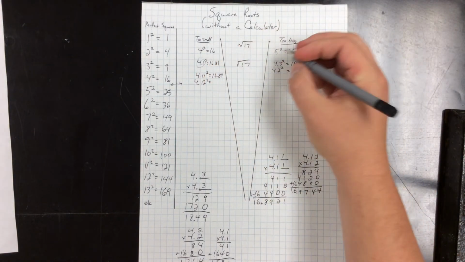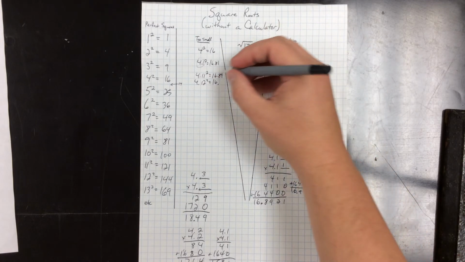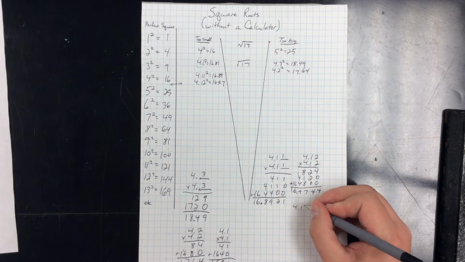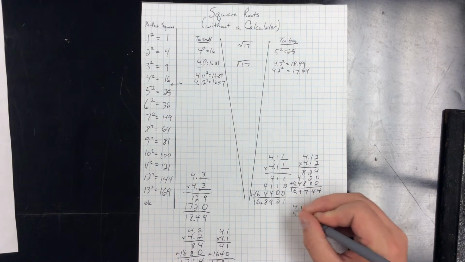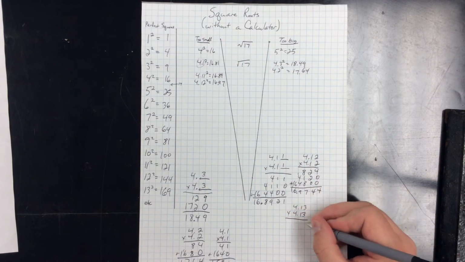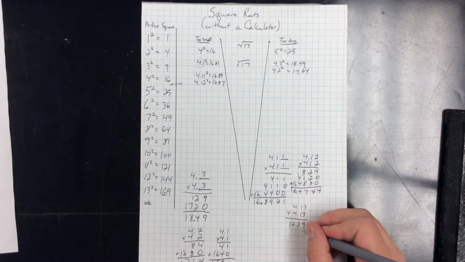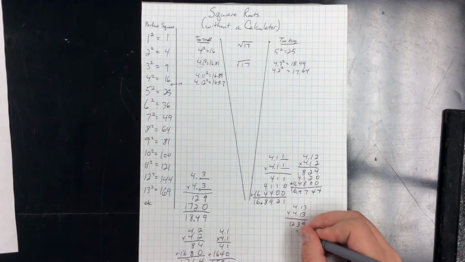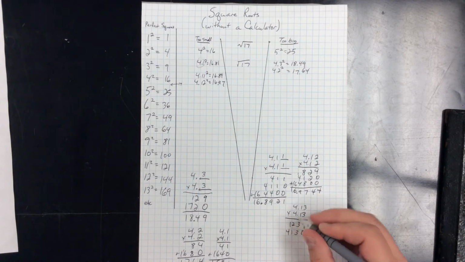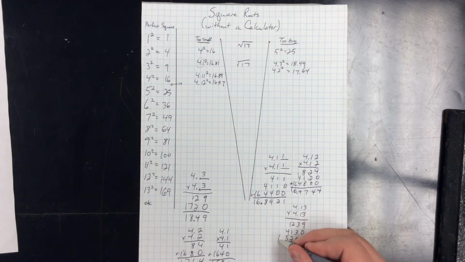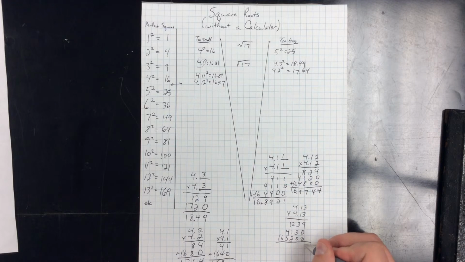4.12 squared is 16.97. So I'm going to try 4.13 and see if I can get it to be a little bit bigger than 17. 3 times 3 is 9. 3 times 1 is 3. 4 times 3 is 12. Then 1s, so 3, 1, 4. And my last one, 4 times 3 is 12. 4 times 1 is 4, plus 1 is 5, and 16. This is looking like it's going to be slightly bigger.